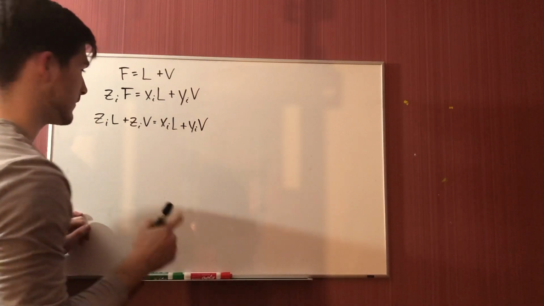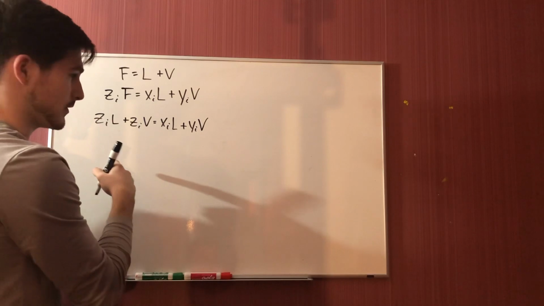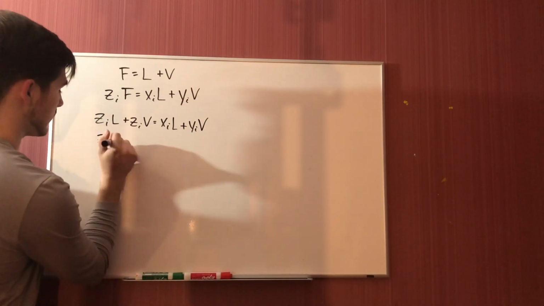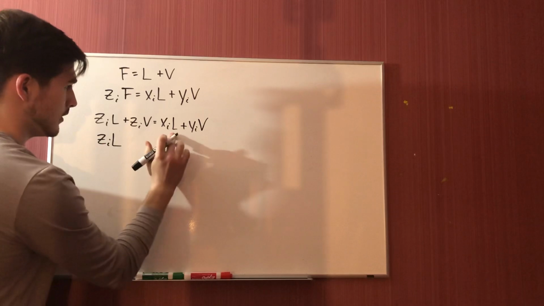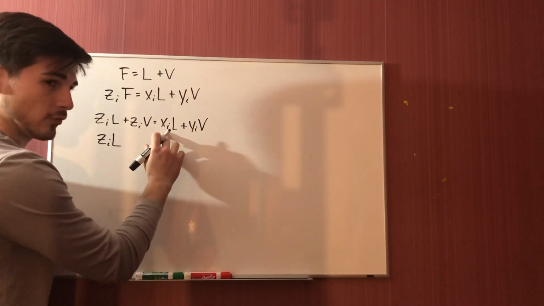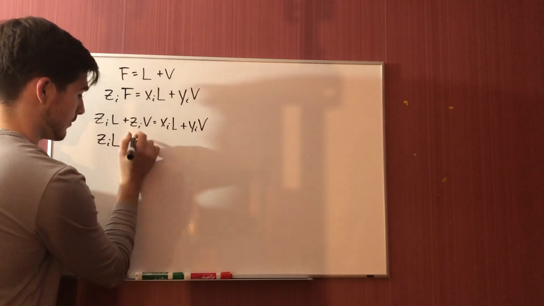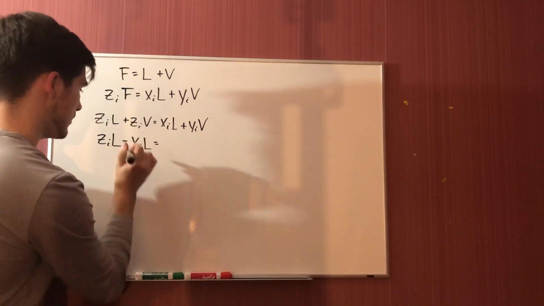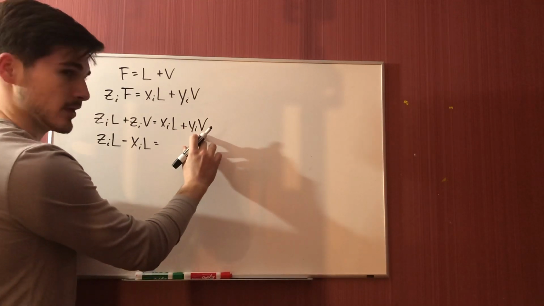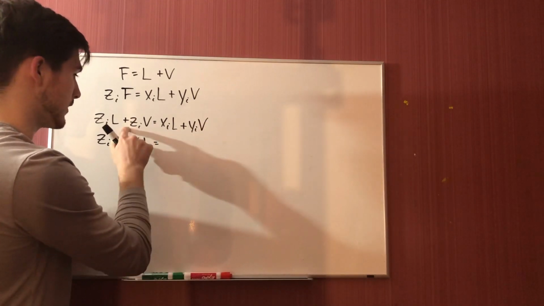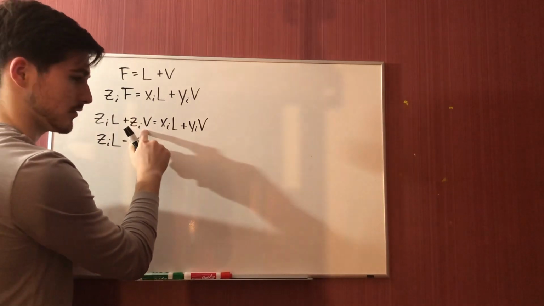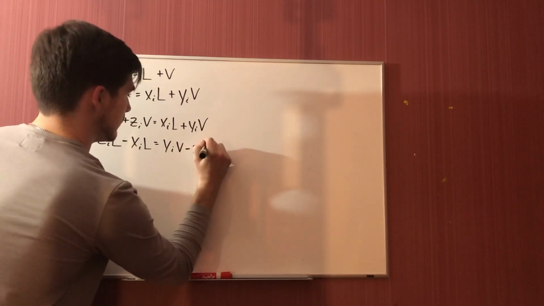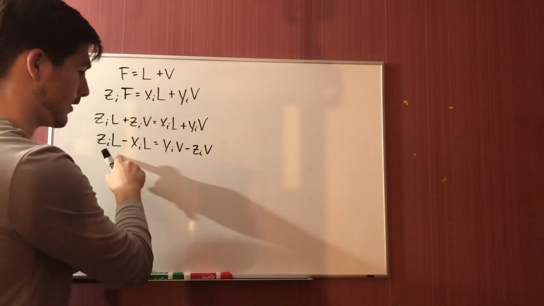And from here, if we want to get the total liquid moles on one side and the total vapor moles on the other side, we can rearrange this equation so we have the percentage of I times total liquid moles minus the liquid molar ratio of I times the total number of liquid moles, and that is equal to the vapor molar ratio times total vapor moles minus the percentage of I in the system times vapor moles. So Y_I V minus Z_I V.